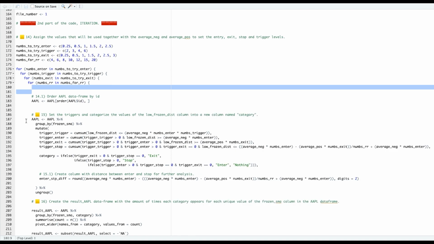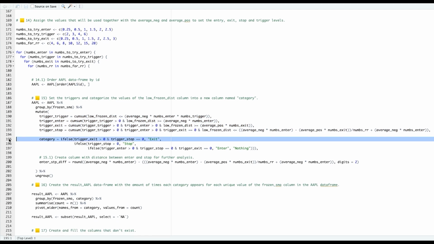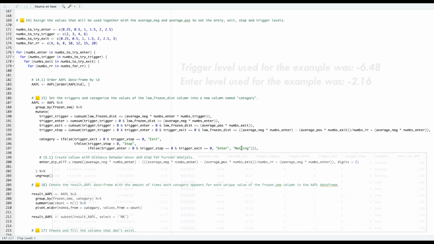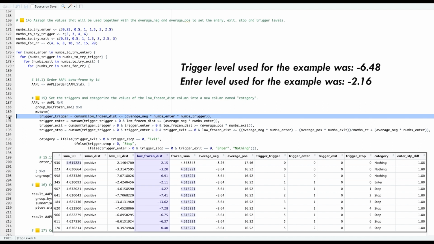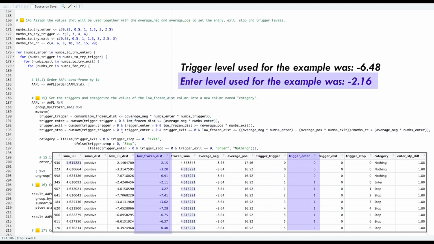Step 15 is where the magic happens. Here, different triggers are set if different conditions are met. Based on those triggers, a category is assigned, which can be exit, stop, enter, or nothing. For example, in the case of the trigger, if the low frozen dist, the distance between the low and the reference line, is less than or equal to the trigger level we are looking for, then 1 is added to the cell. Similarly, for the trigger enter, if the trigger price reached the trigger level we were looking for and the price reached the enter level we were looking for, 1 is added to the cell.